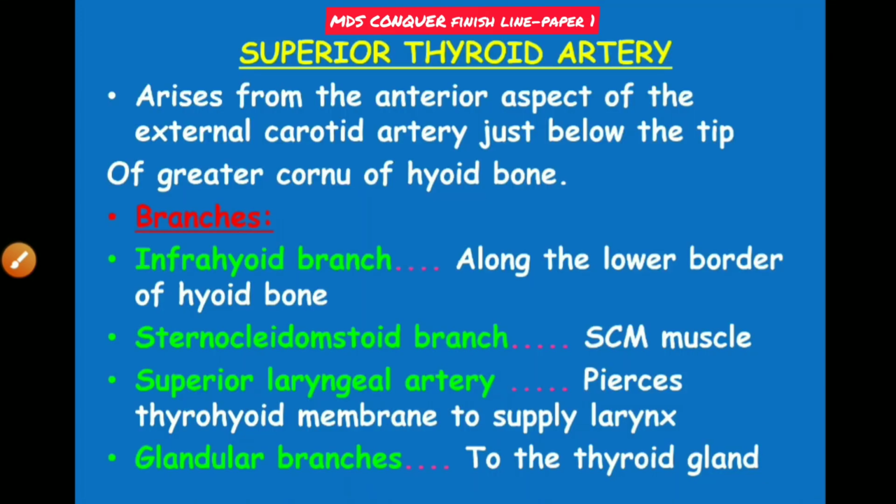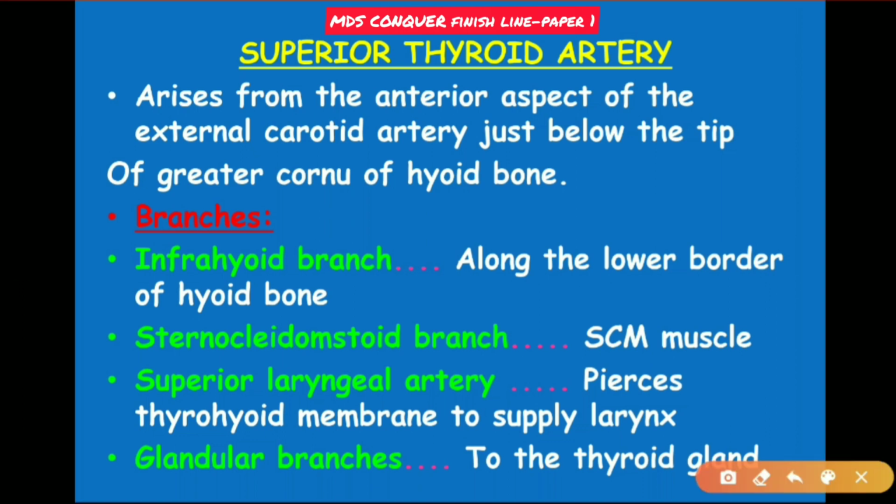We'll see the branches of the external carotid artery starting from the superior thyroid artery. The superior thyroid artery has branches like the infrahyoid branch. You can learn the branch names so that you can directly write the blood supply to those structures. For example, the infrahyoid branch supplies the hyoid bone, as the name itself indicates. So you can simply learn the branches of the superior thyroid artery: sternocleidomastoid branch, infrahyoid branch, superior laryngeal artery, and glandular branches to the thyroid gland.